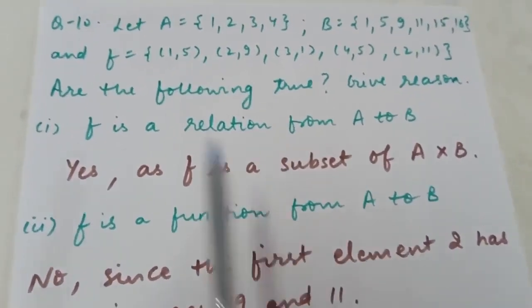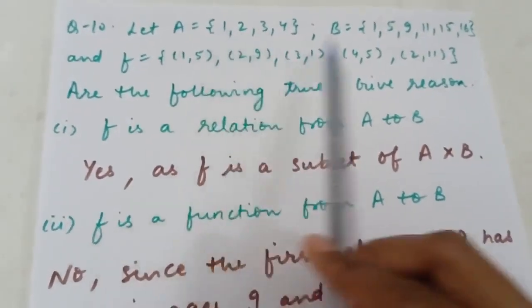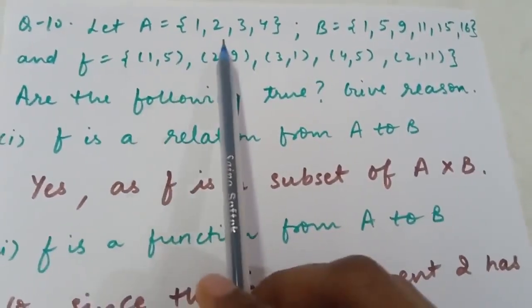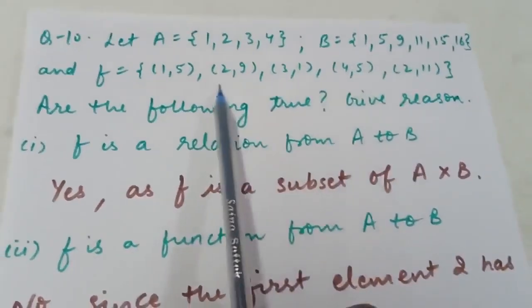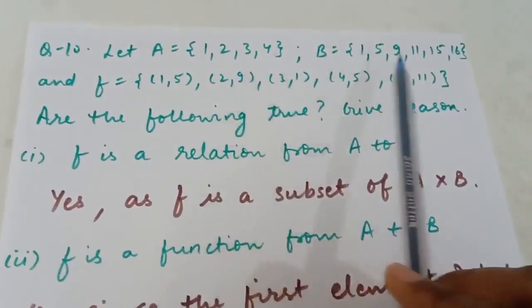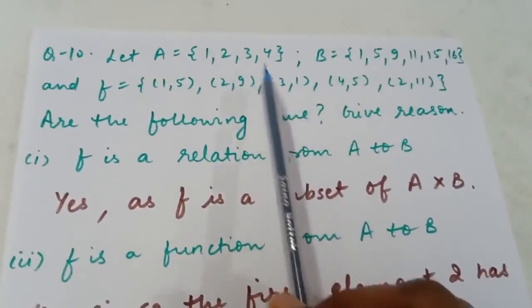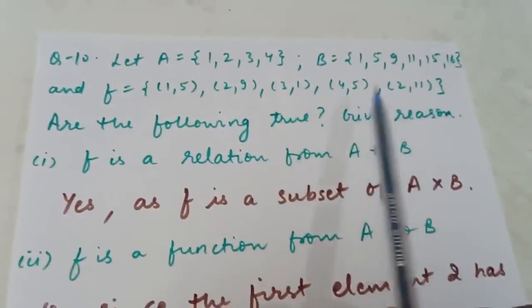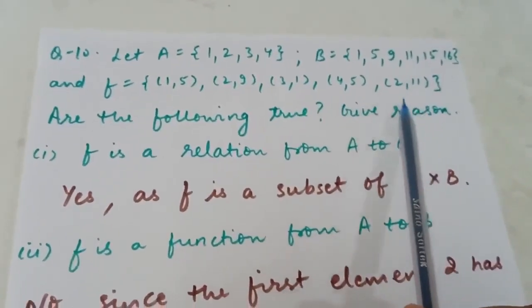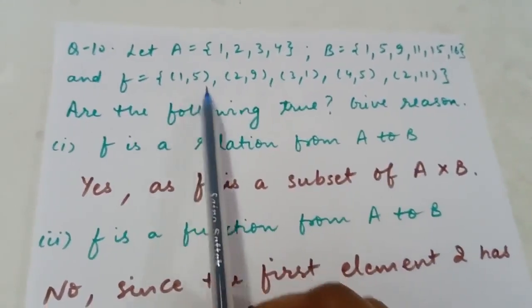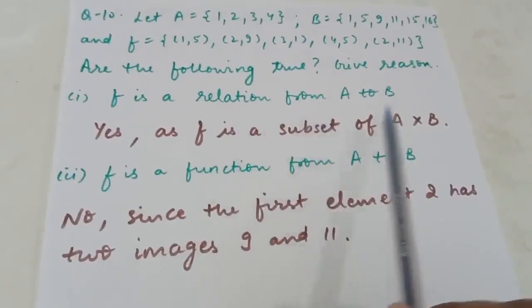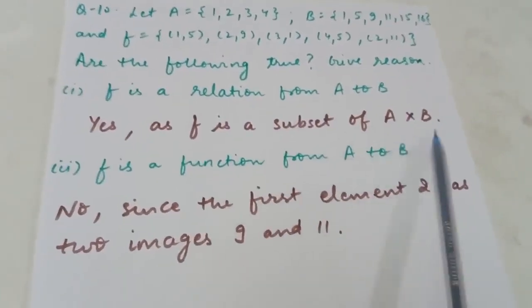So we can clearly see (1, 5) will belong to A cross B. (2, 9) will also belong to A cross B. (3, 1) will belong to A cross B. Similarly, these two will also belong to A cross B. So F is a subset of A cross B. Therefore, yes, F is a relation from A to B because F is a subset of A cross B.